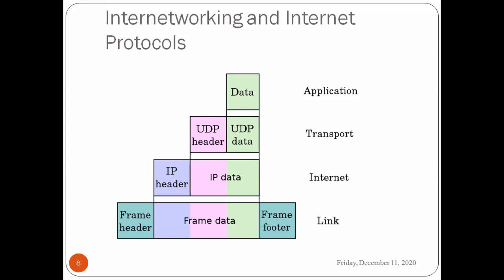For example, at the data link layer we have a frame header, the frame data, and a frame footer. Then the internet layer has an IP header and IP data. Then at the transport layer we have a UDP header and UDP data.